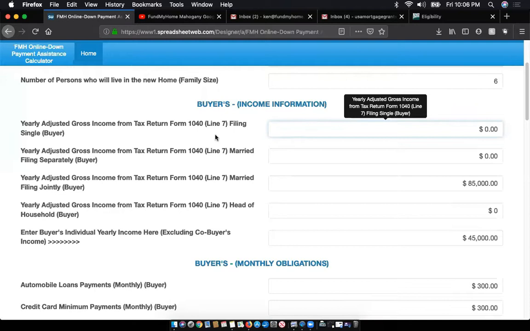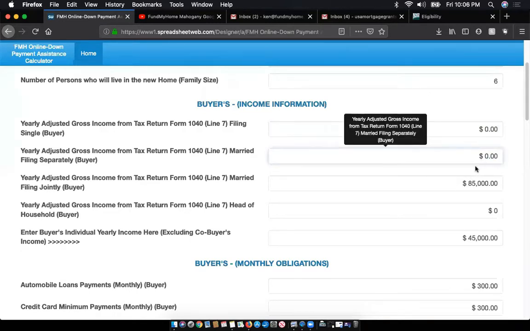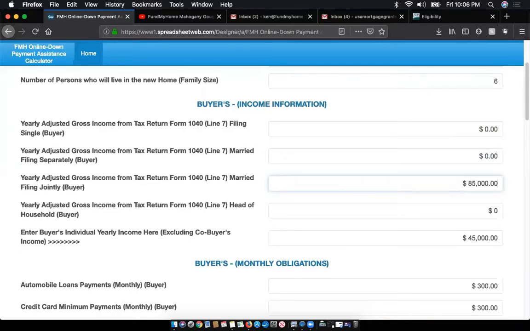Of course, you want to know how you are filing. Are you filing single? Are you filing married, filing separately? Are you married, filing jointly? However you're filing, enter it in one of those fields. Not both, only one. So now go to the buyer's monthly obligation.